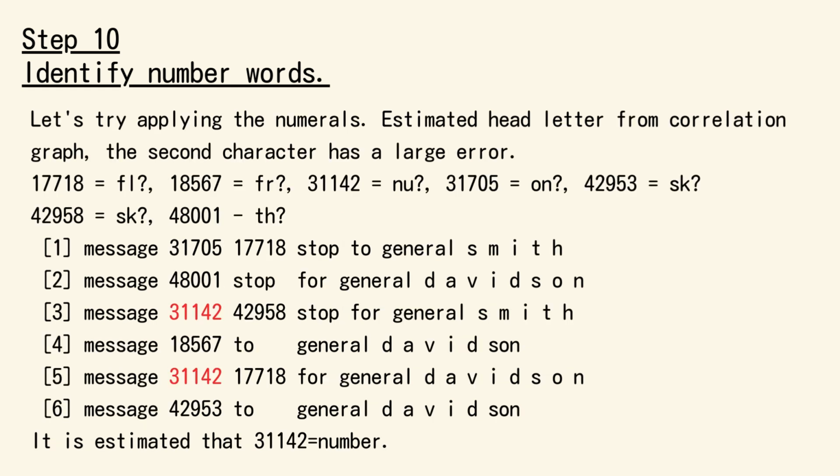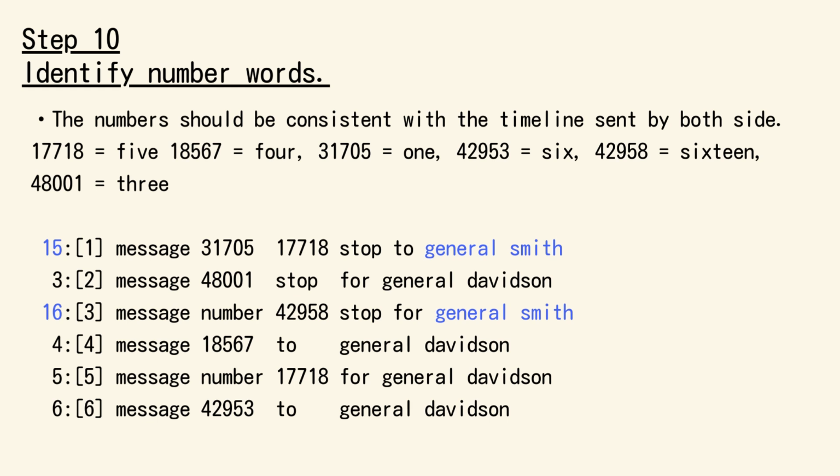Let's try applying the numerals. Estimated head letter from the correlation graph. The second character has a large error. It is estimated that 31142 equals "number." The numbers should be consistent with the timeline sent by both sides. 17718 equals 5, 18567 equals 4, 31705 equals 1, 42953 equals 6, 42958 equals 16, 48001 equals 3.